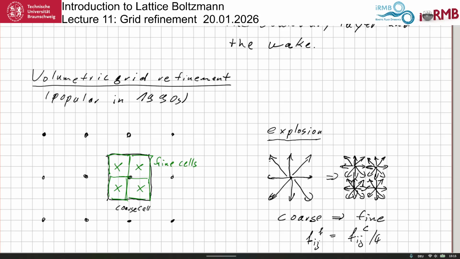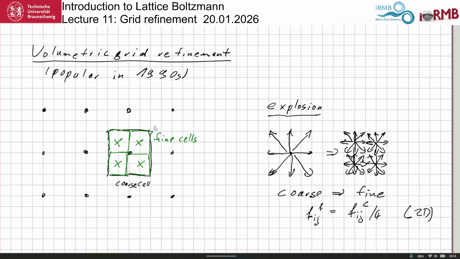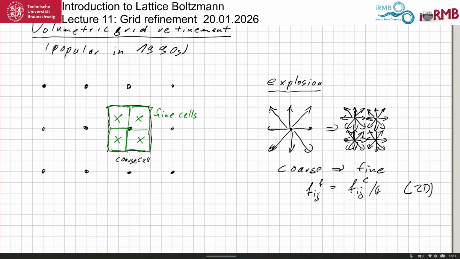Back in the day, this was actually still okay, but divided by 4 when it's 2D, otherwise divided by 8, of course. They were very much concerned about mass and momentum conservation, so they divided the populations by 4 so that no mass would be generated. But all of these populations that come out are then the same. And the other word that doesn't sound very encouraging is collapse. This is how they called it, explosion and collapse.